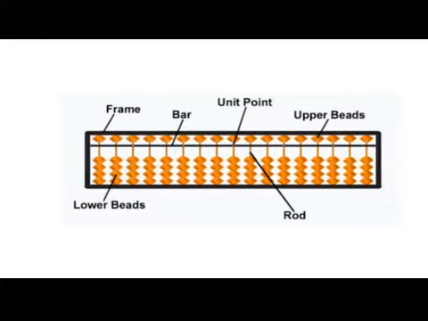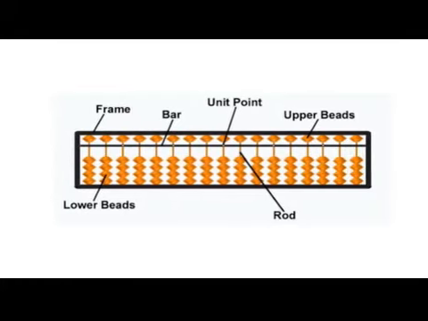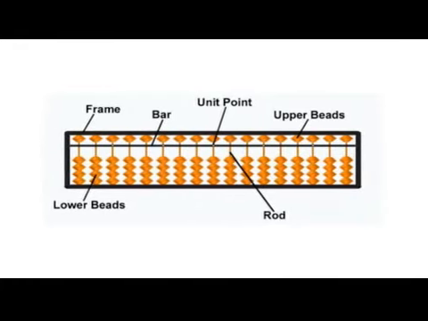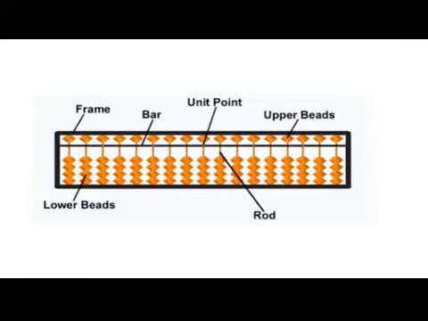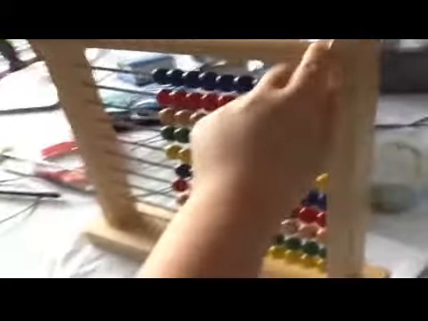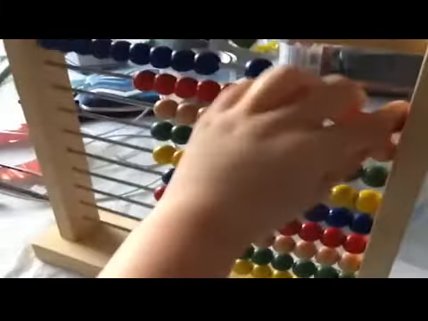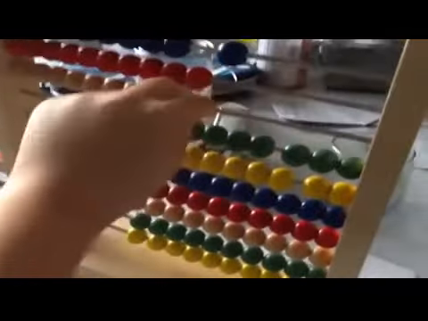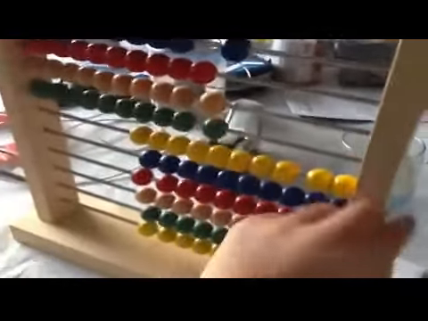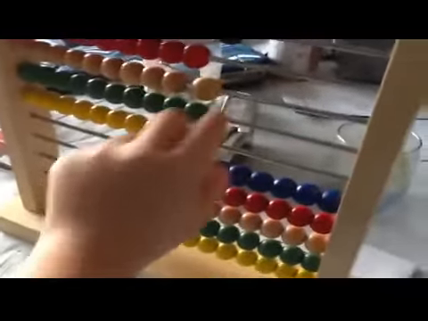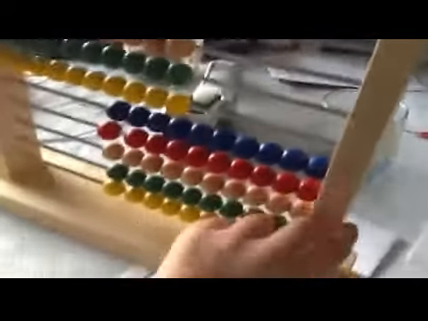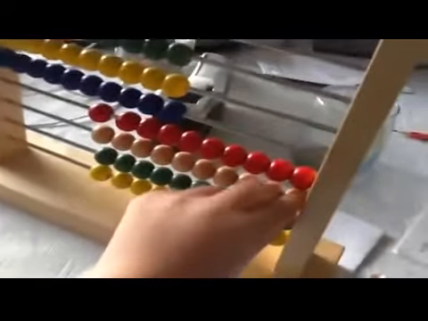Setting. The process of moving a bead of the lower abacus or the upper abacus towards the separation bar is called setting. Clearing. The process of moving a bead away from the separation bar, either towards the top of the upper abacus or the bottom of the lower abacus, is called clearing.